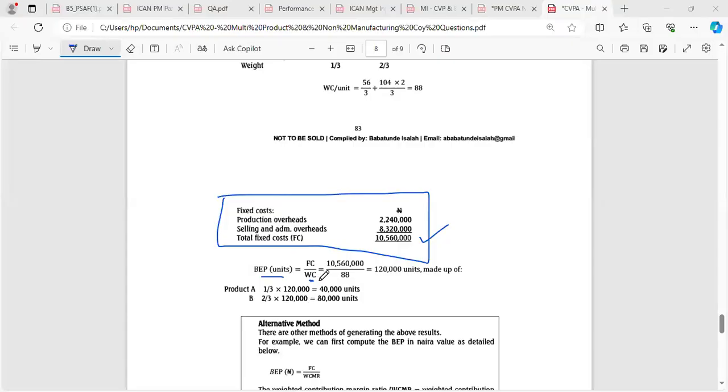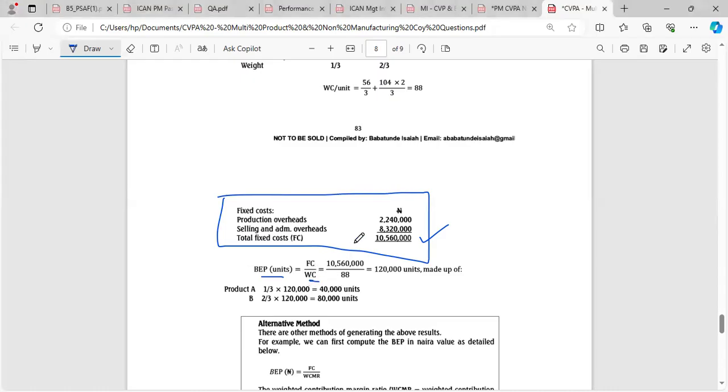So let's calculate contribution first. We'll now apply that sales mix if they give us 60, 40%. But if you check the question, they did not give us anything relating to percentage. 40, 30, 70, they did not give us any combination. So we have to get our combination by ourselves and apply it on the contribution to get our weighted amount.